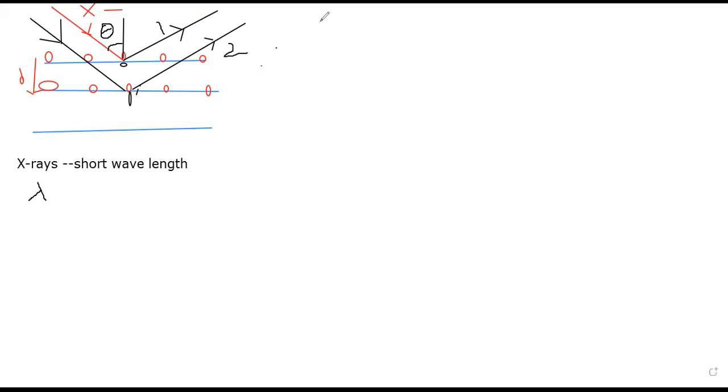So for that, I will draw a normal here. This is the normal, which is drawn onto the second one. And this is also another normal here.